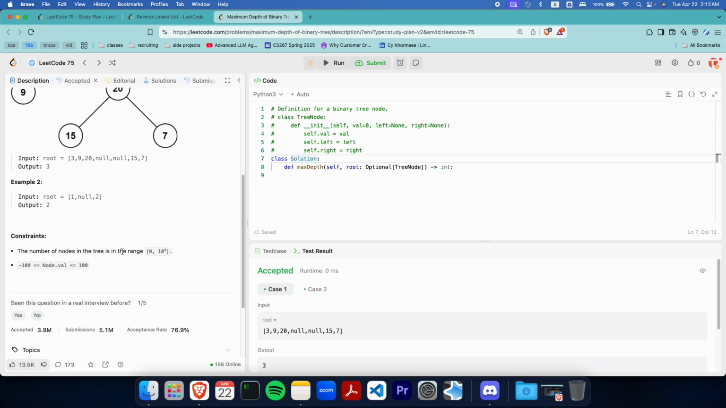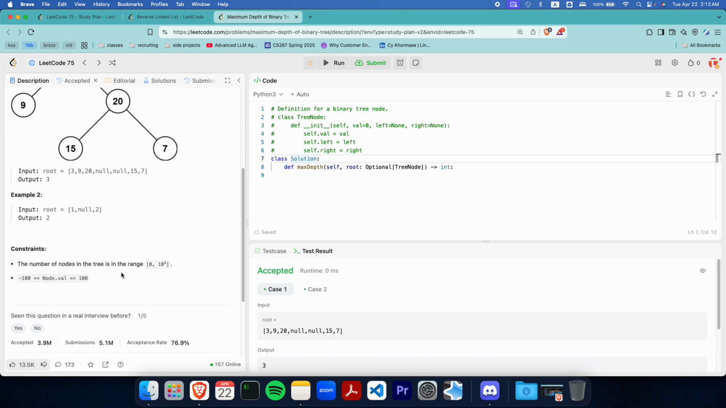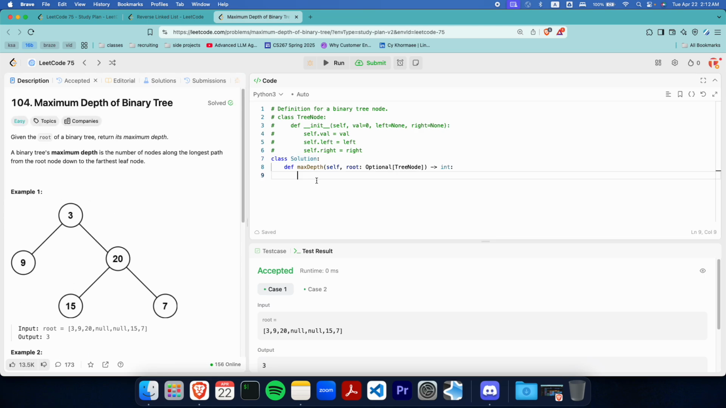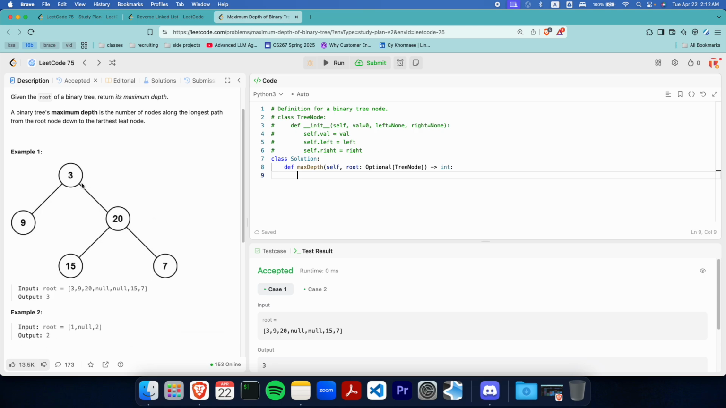The number of nodes in the tree is in the range of 0 to 10 to the 4, and the value can range between negative 100 to 100. But this isn't necessarily too important for this problem. So the solution we can give is essentially just a depth first search, and we can do a recursive solution.